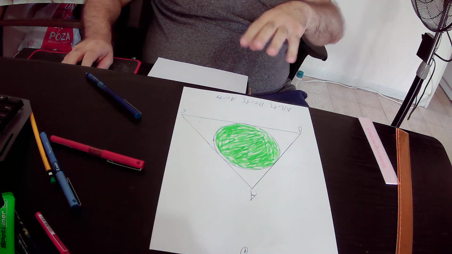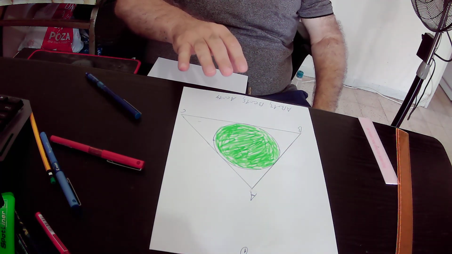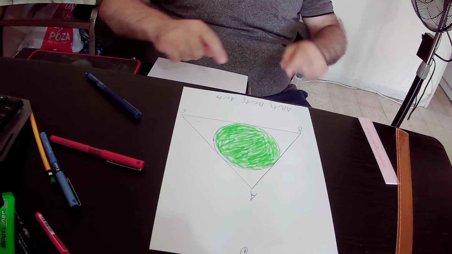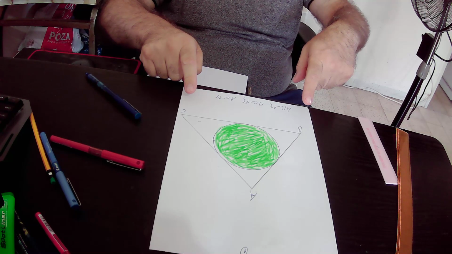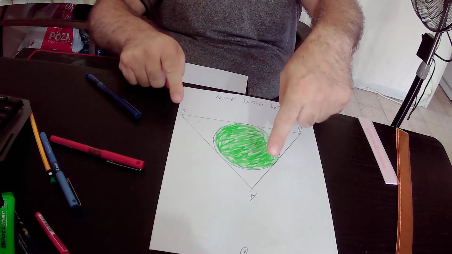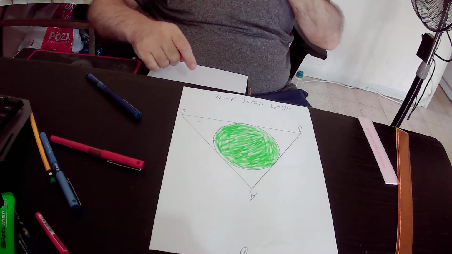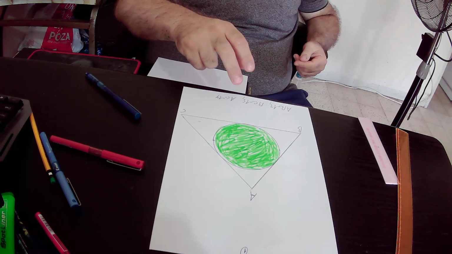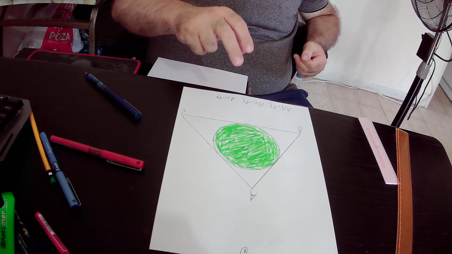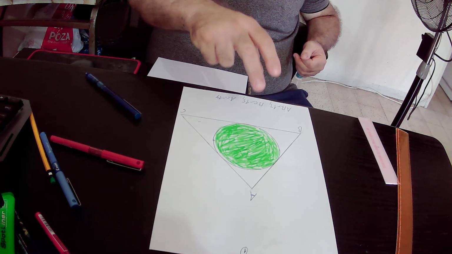Now, in this lecture, we will find the area of the green circle. In the drawing, we have triangle ABC with side AB equal to 13 units, side BC equal to 15 units, and side AC equal to 14 units. And we have the green circle that is inscribed in triangle ABC.